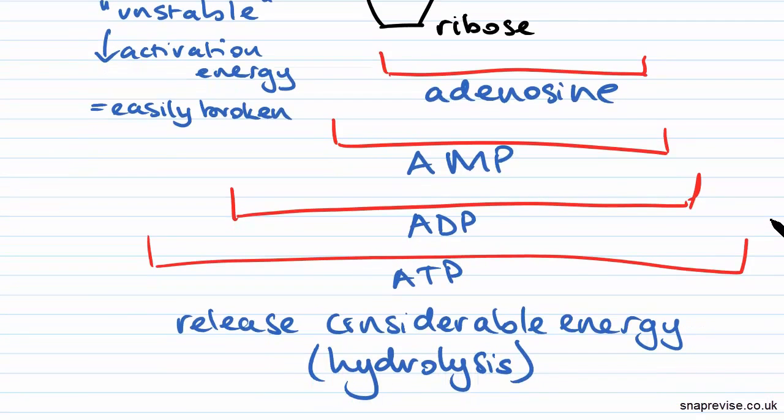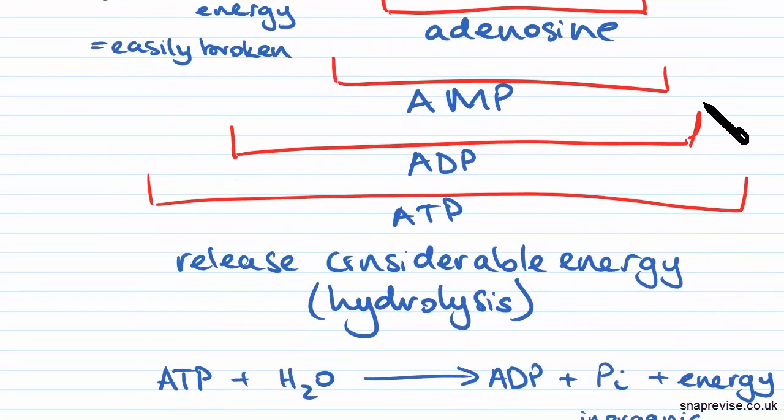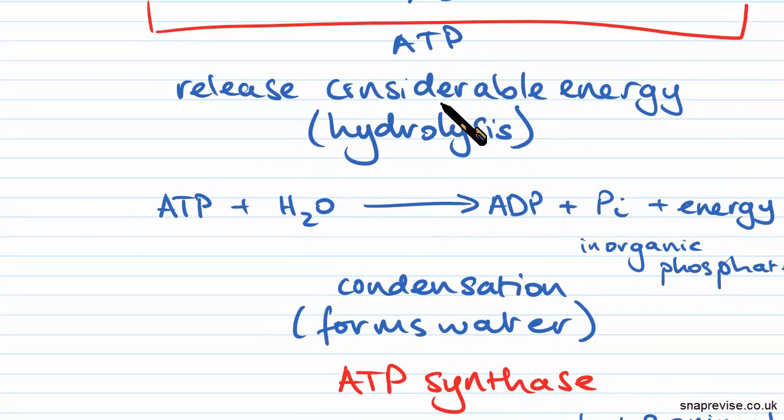Now, when the bonds between the phosphate groups are hydrolysed, they release considerable energy. Now, remember from lots of previous videos that hydrolysis is the addition of water to break a bond, and the particular hydrolysis reaction involving ATP I've written here.